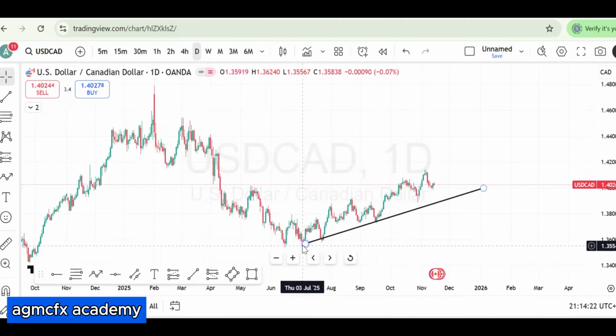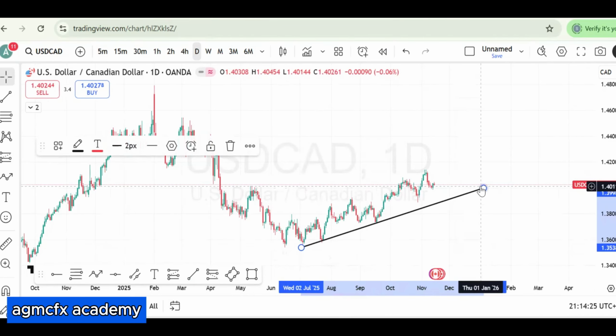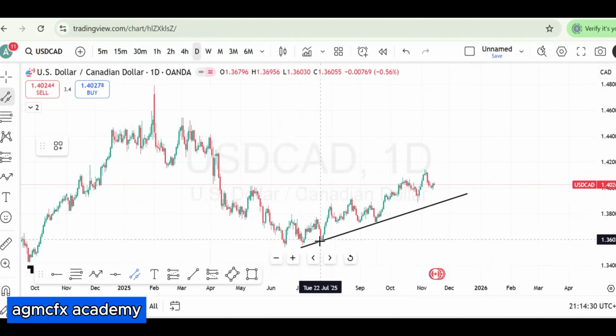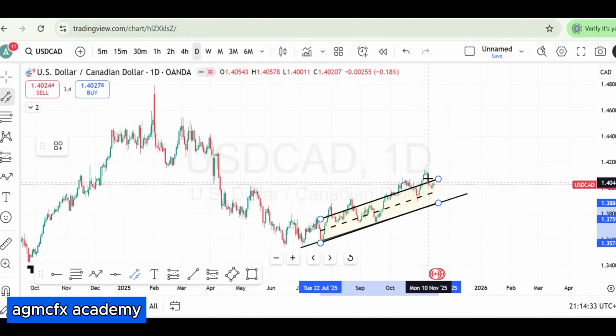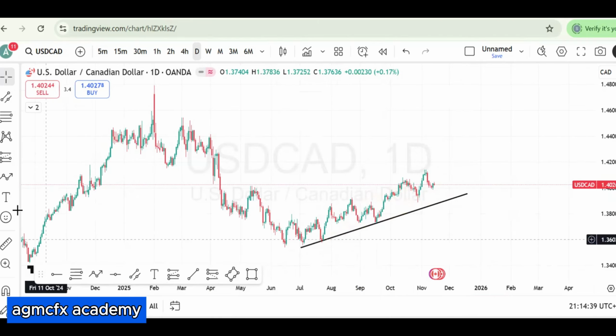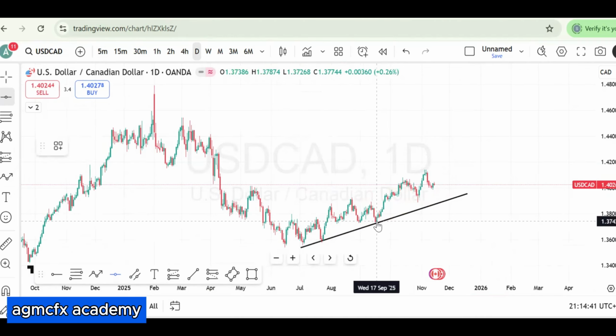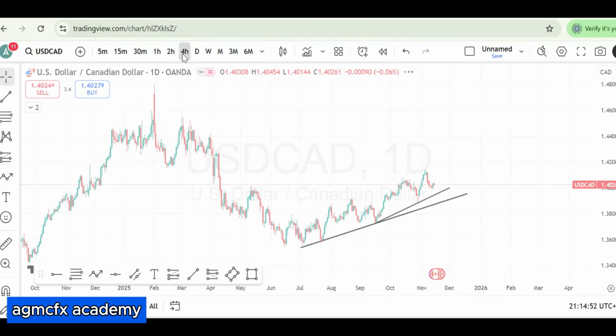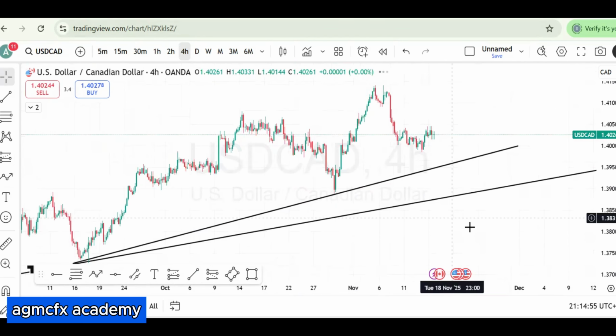It's an uptrend, and beyond the uptrend we also have an ascending channel. You can see this is an ascending channel right now, and we are still hoping that the market is going up. We also have an inner trend, which is this. So now let's go to 4 hours and look for an opportunity.